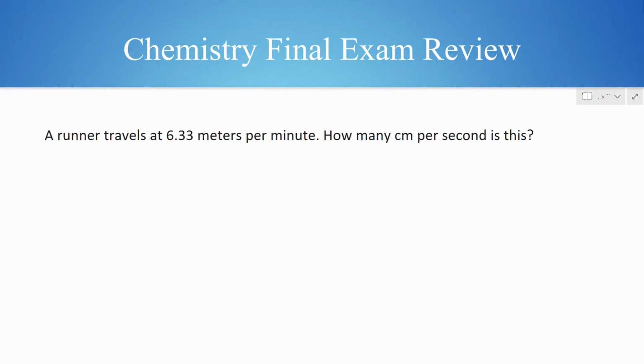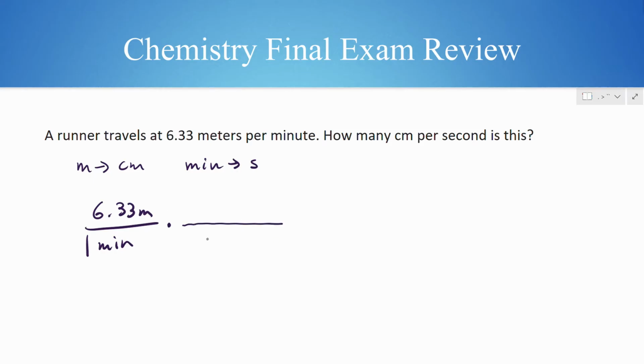A runner travels at 6.33 meters per minute. How many centimeters per second is this? Alright, so we need to convert meters to centimeters, and we also need to convert minutes to seconds. So 6.33 meters per minute. Well, we need to start writing our conversion. So let's convert the distance first.